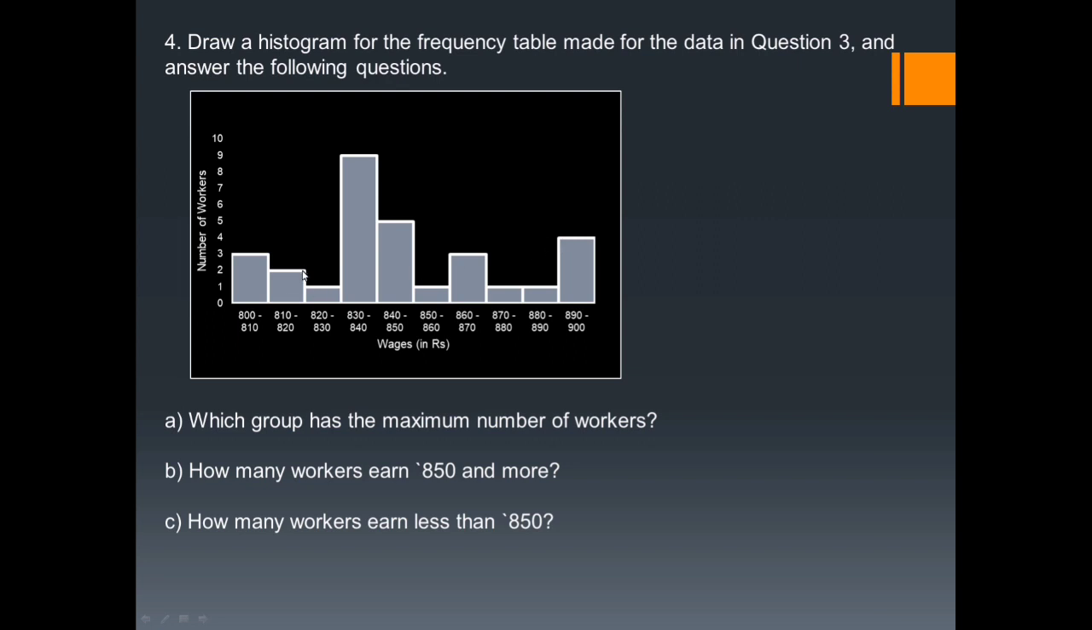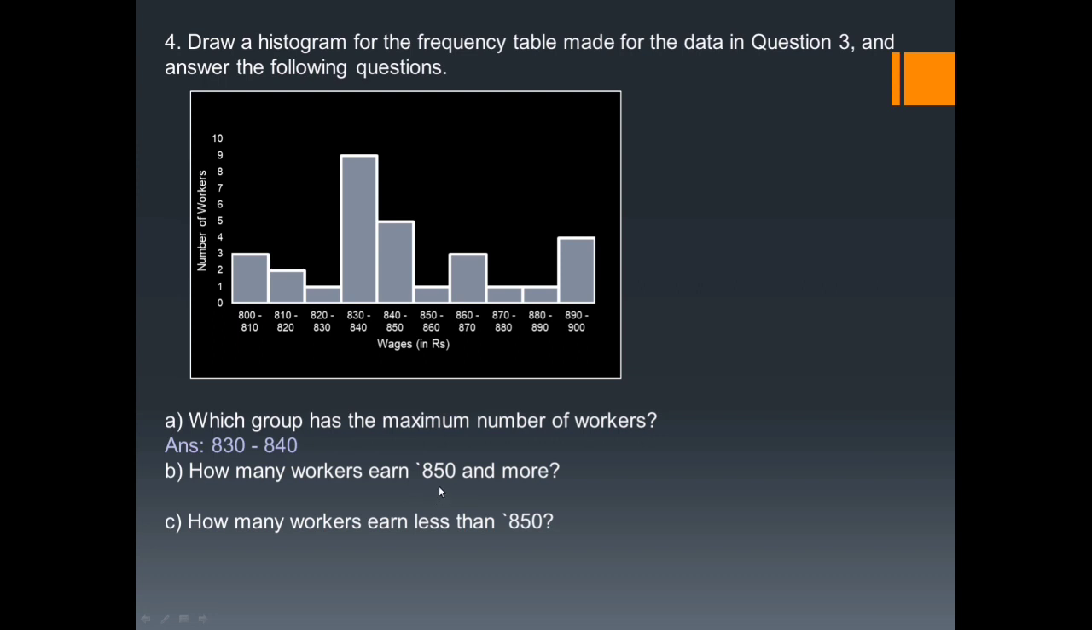So this is called a histogram. There is no space in between these bars. Then according to the histogram we have to answer these 3 questions. Which group has the maximum number of workers? What is the maximum number? 9, no? This 9 is in which group? 830 to 840. So this group has the maximum number. What is the answer? Let's see. Yes, 830 to 840, we are correct.